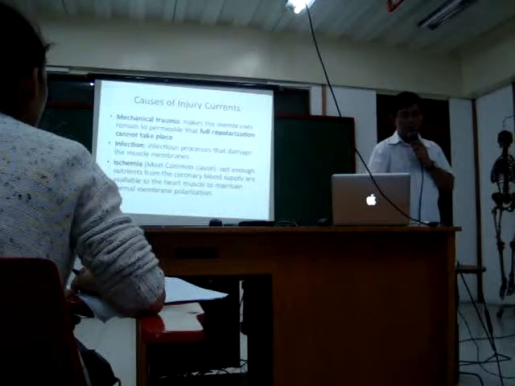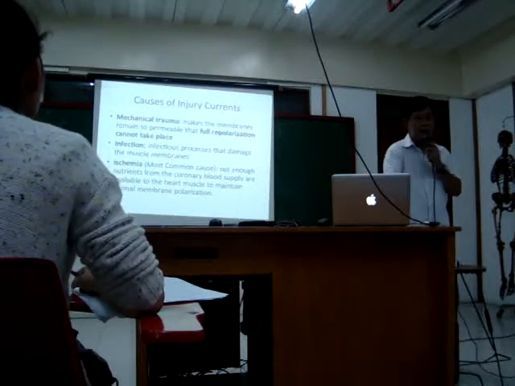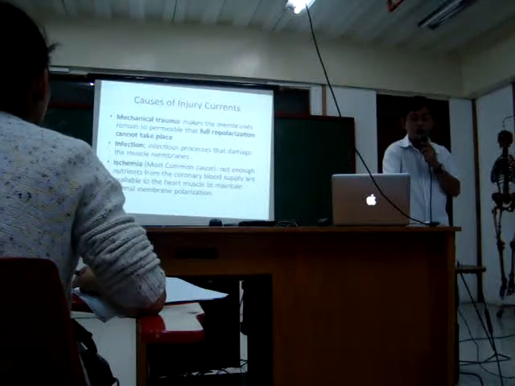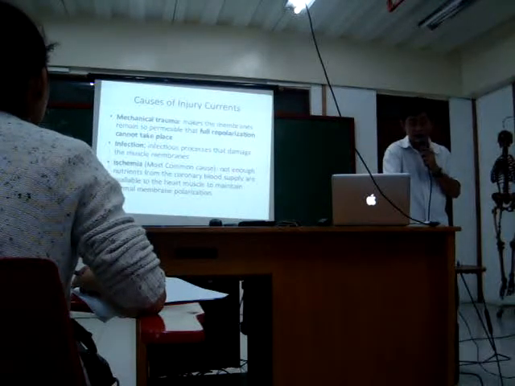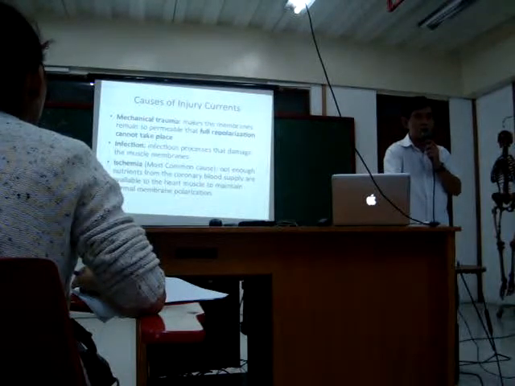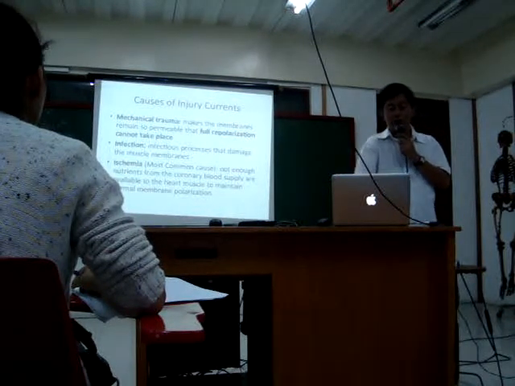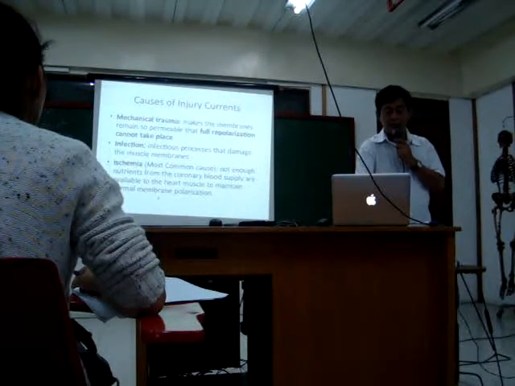Infections like endocarditis and myocarditis, infections of the myocardial tissue, can also affect muscle membranes and cause currents of injury. But the most common cause, as we all know, is ischemia, when not enough nutrients from the coronary blood supply are available to the heart to maintain the normal membrane polarization.